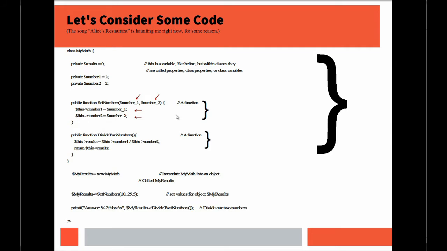We have a second function called divide two numbers, and we see that we're not passing anything to it because the brackets are actually empty. And in here what we are doing is taking number1, which contains the variable passed through number_1, dividing it by number2, which contains the contents of the variable called number_2, and then simply sending the results back to the calling routine.